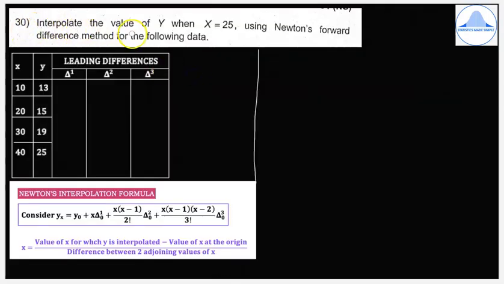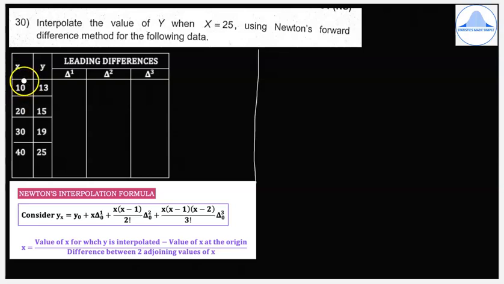30th question, interpolate the value of y when x is equal to 25 using Newton's forward difference method for the following data. So the x values are given as 10, 20, 30, 40 and the corresponding y values are 13, 15, 19 and 25. Okay, so we have to first find out the leading differences. Delta to the power 1 is the first leading difference, delta square is the second leading difference and delta cube are the third leading differences.